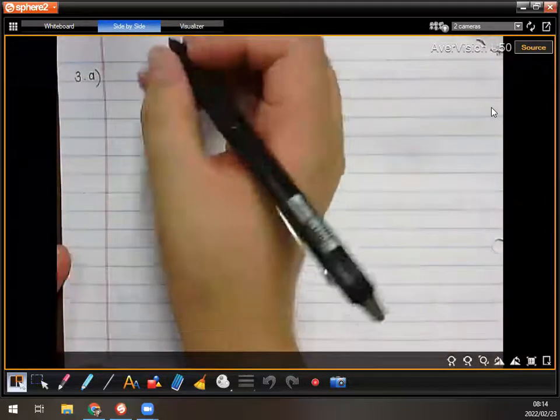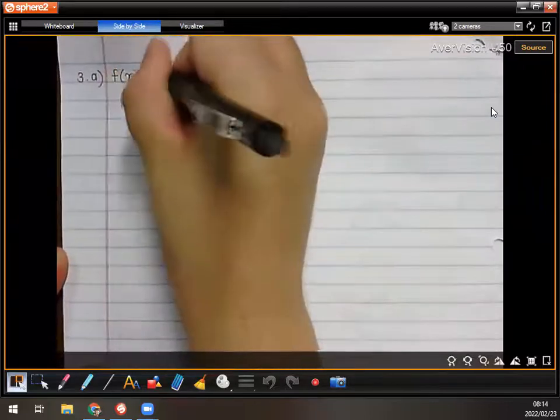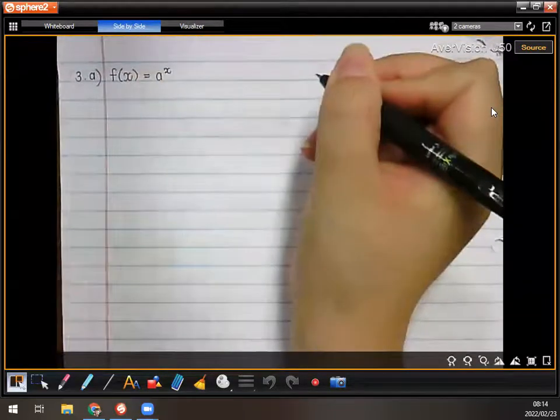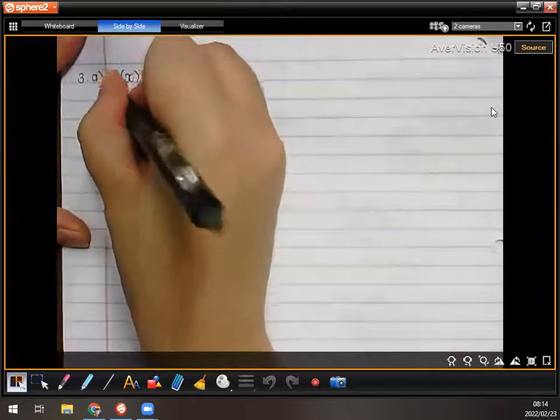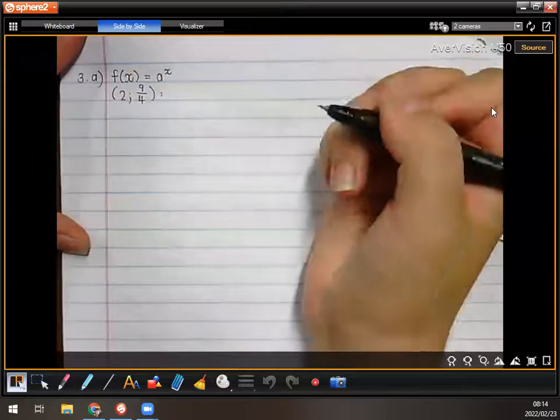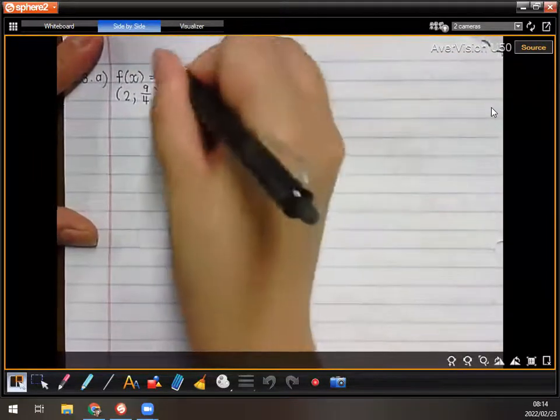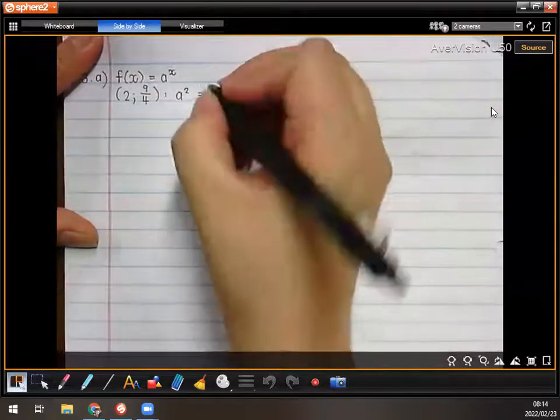For 3a, find a. This is the graph of the function f of x, and now they're telling us that the equation is a to the power of x and passes through the point 2 and 9 over 4. We have done questions like this already, so I'll just do this one with you. So you're going to say a to the power of x is now a squared is equal to y, which is 9 over 4.